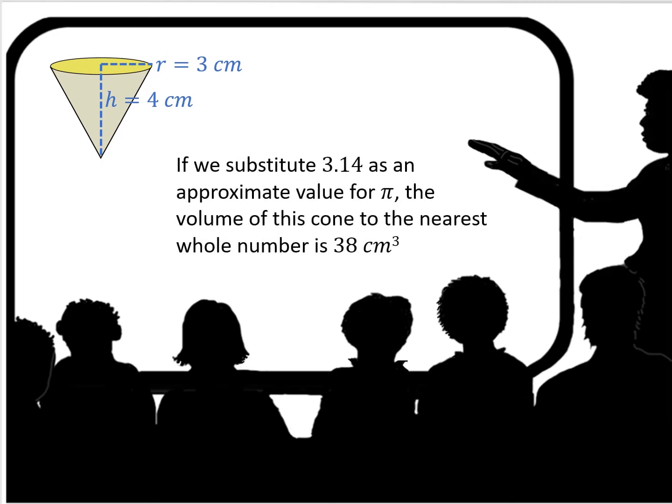Now with the same cone, if we substitute 3.14 as an approximate value for pi, the volume of this cone to the nearest whole number is 38 centimeters cubed.